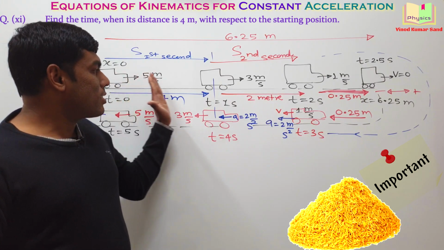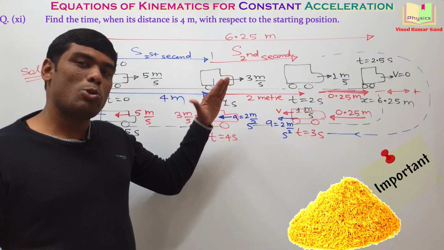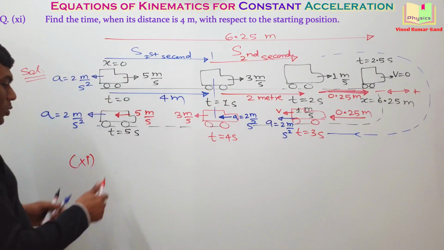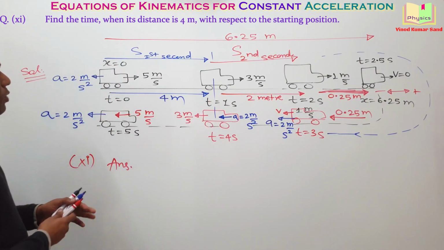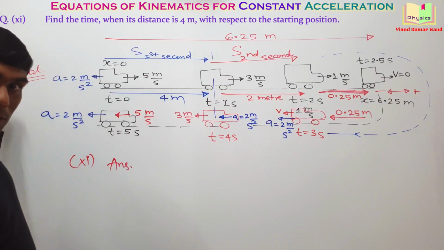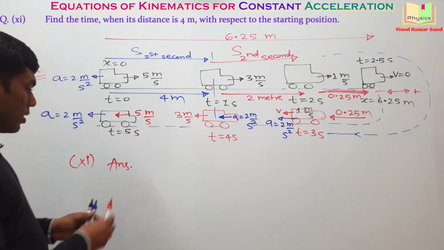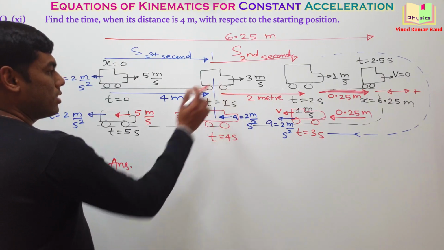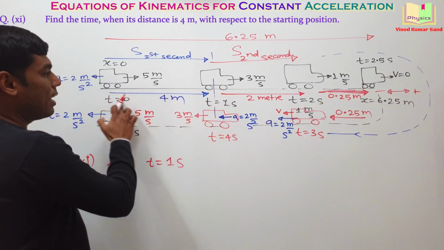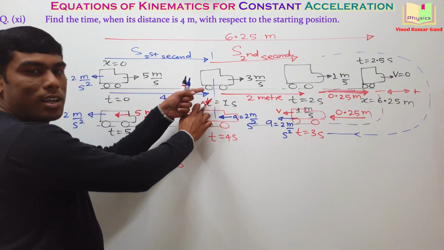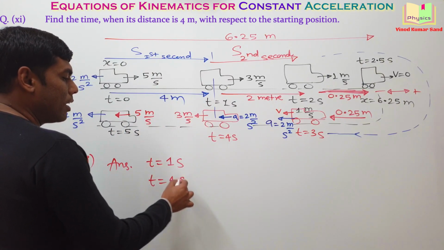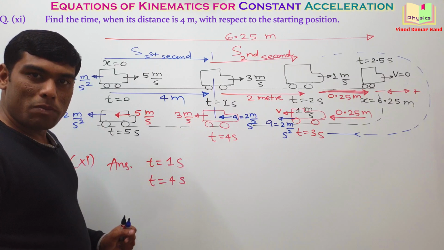And when the particle is 4 meter away in the positive direction, those instances we have already solved. Clear? So I am writing the answer here. We need to solve only this instance when the particle is 4 meter away in the negative direction. So there will be 3 answers. First answer is t is equal to 1 second. It's already visible on the diagram. At t is equal to 1 second, particle is 4 meter away from the origin. Even at t is equal to 4 second, particle is 4 meter away from the origin.